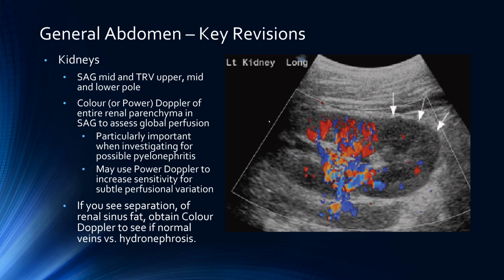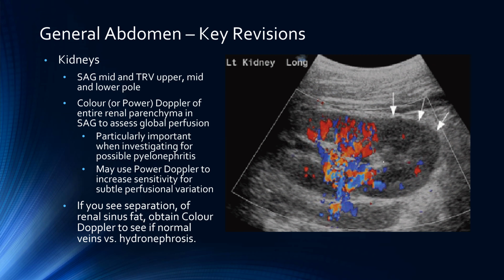And I think this is a particularly useful image when looking for or investigating possible pyelonephritis, just as the grayscale findings for pyelonephritis can be very, very subtle, and with power Doppler, these variable areas of hypoperfusion in the setting of pyelonephritis can accentuate that to some degree.